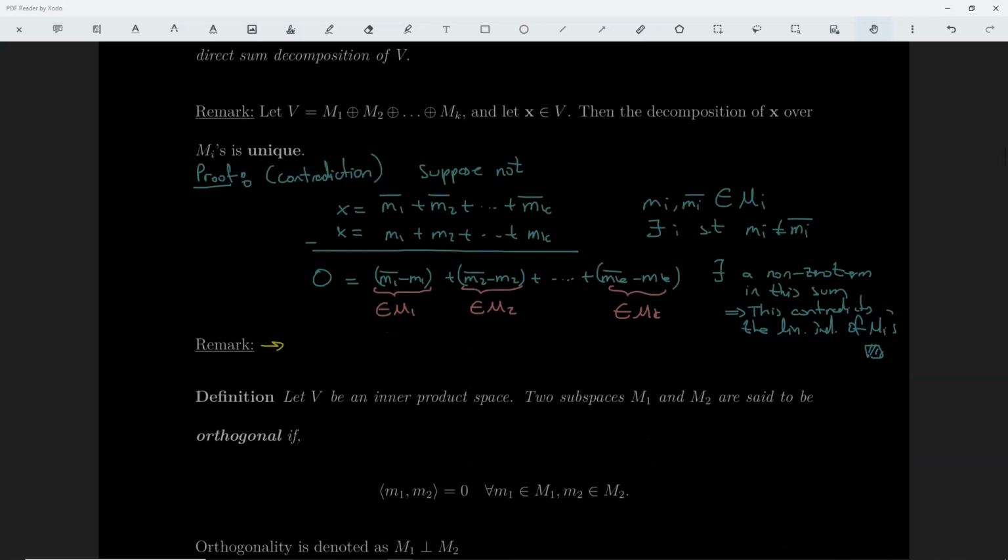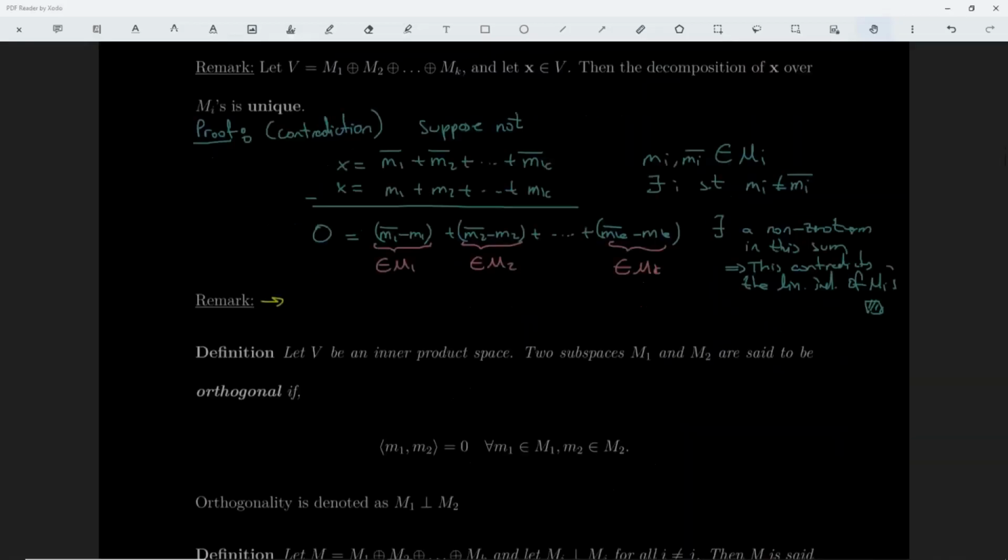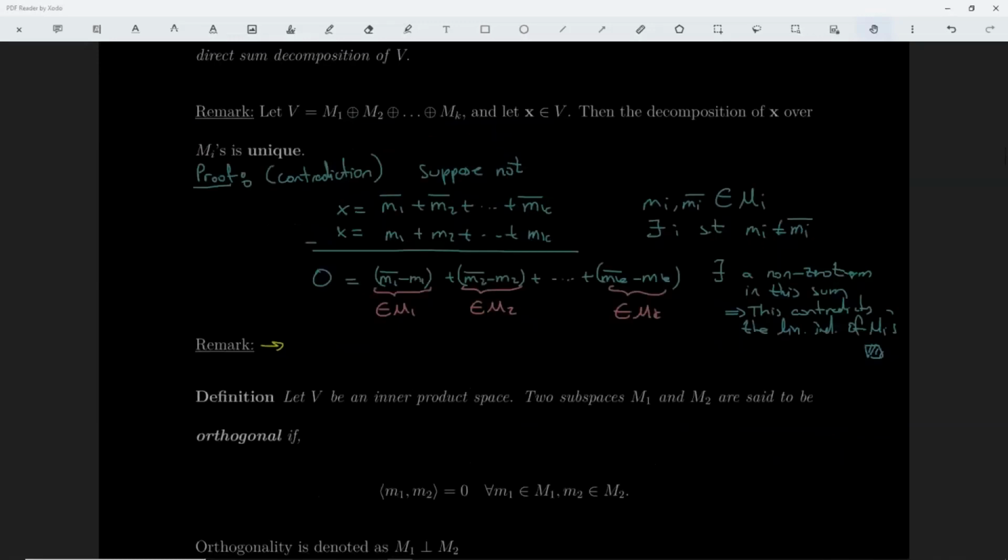And there is one remark that we wanted to fill in from the next lecture, so let me write that remark as well. Let me pick another color. So let's say a vector space can be written as a direct sum of subspaces as follows.